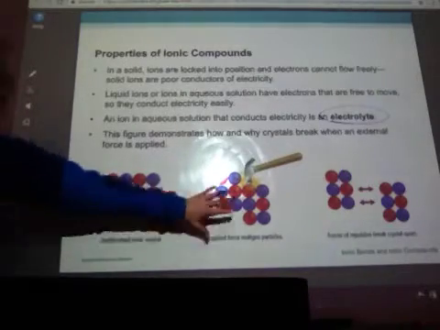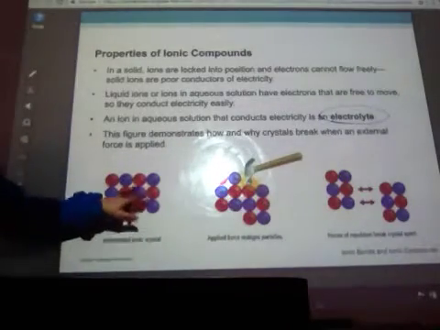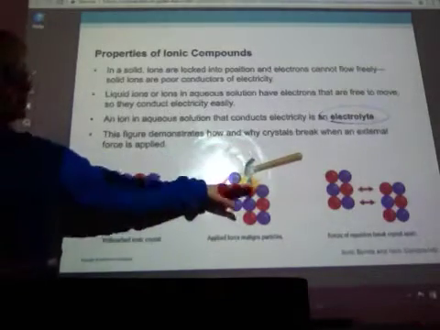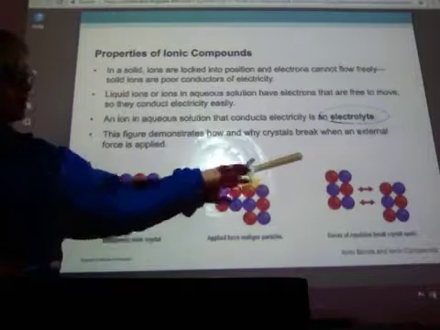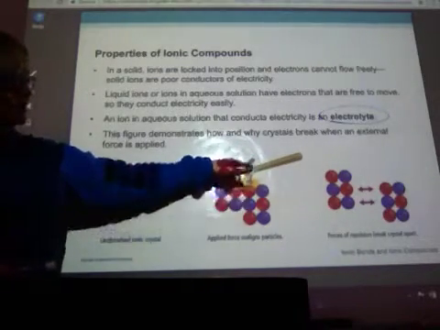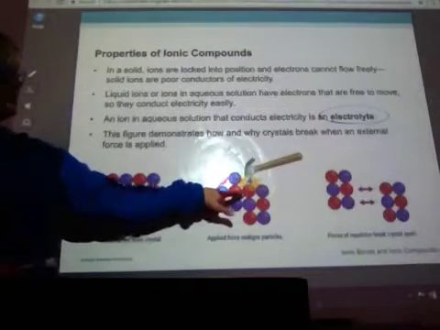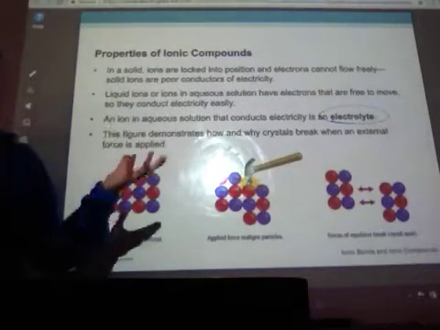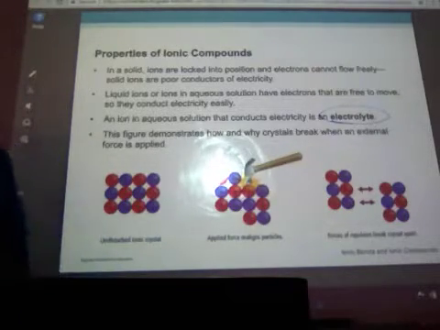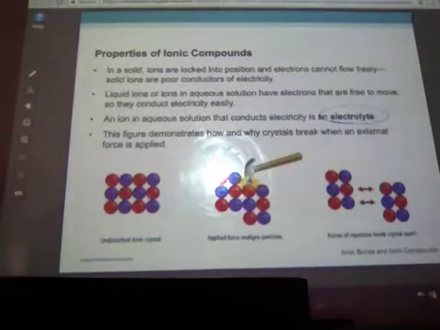And these diagrams show what happened. So if you take a salt crystal and you hit it, it breaks apart because when you move these ions, they are going to line up and like charges repel, which is going to cause them to split apart. So whenever you put a hammer on a crystal, it's going to break apart.